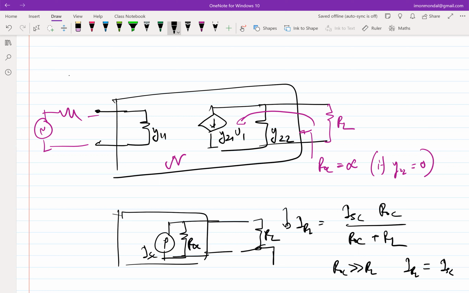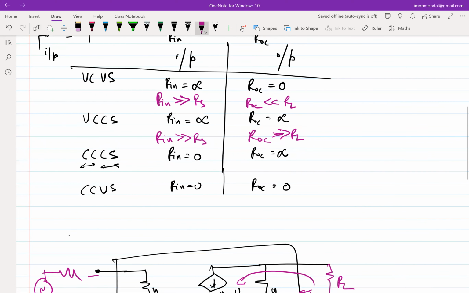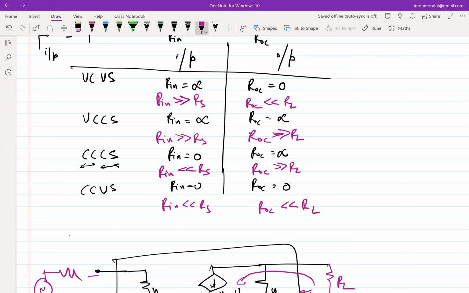Again, go back to that tutorial question that I had, tutorial 2, I think. Black box, what is it? If this is the case, then everything else will follow. So if it's a current controlled current source, then Rn has to be much less than Rs. ROC has to be infinity, meaning ROC has to be much greater than RL. So these essentially are the conditions that you need to satisfy.